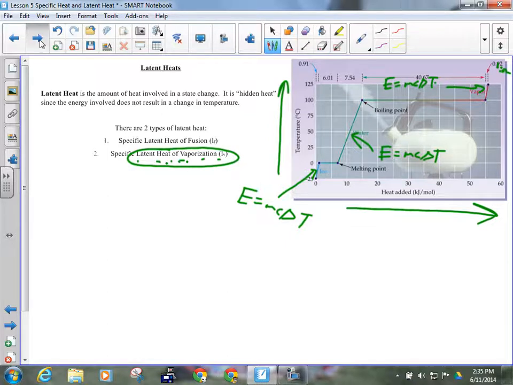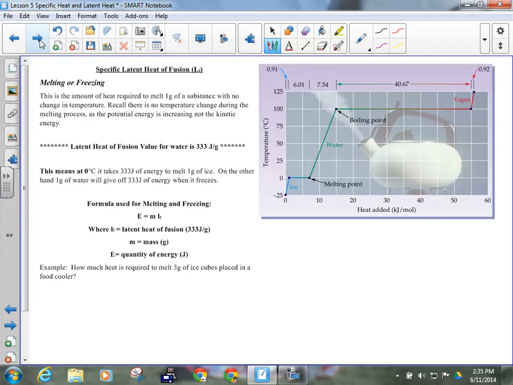All right, let's look at specific latent heat of fusion specifically here. So when we're melting or freezing, that's what we're dealing with, the latent heat of fusion, which is often abbreviated as L subscript F. Okay, so we usually just say LF. This is the amount of heat required to melt 1 gram of a substance with no change in temperature.